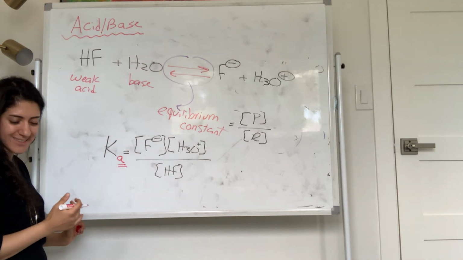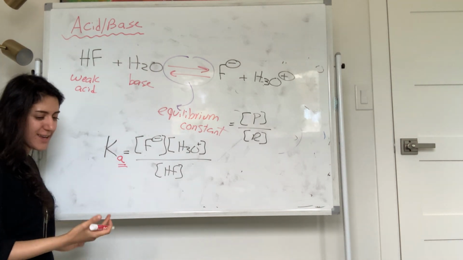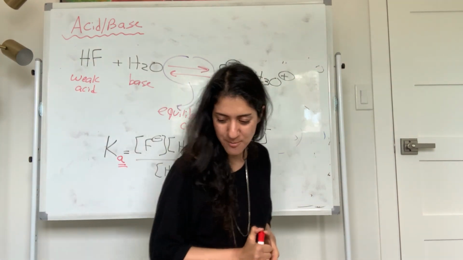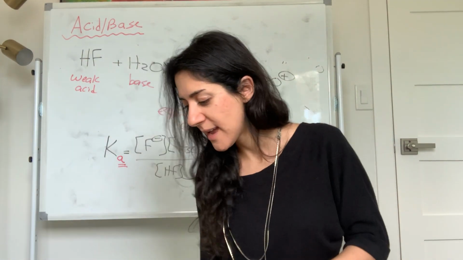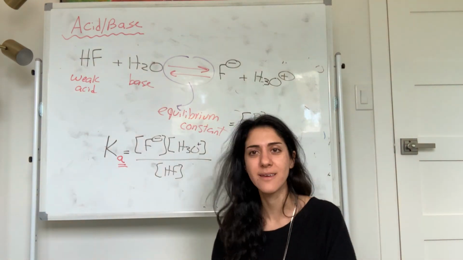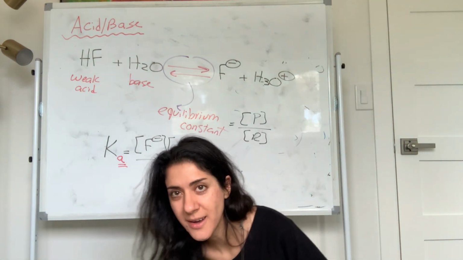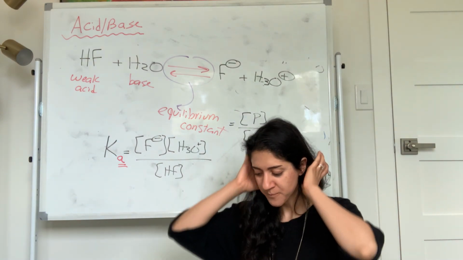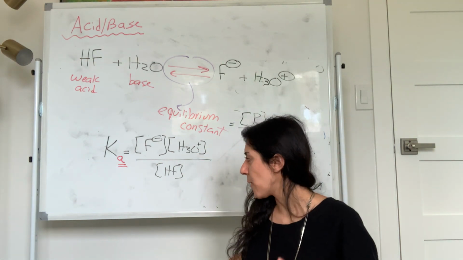A for acid. So if you had a base, it would be Kb. So far, so good. So if you had a base, it would be a Kb. Yeah? Okay.